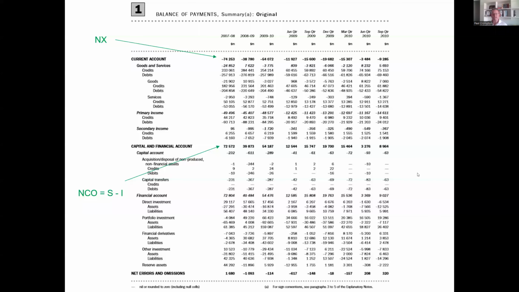So this is topic 5.7, and this is the balance of payments for Australia. And we've got annual data here in the first 3 columns, then quarterly data in the final 6 columns. We're just going to worry about the annual data. Now, there's a lot of different numbers here.